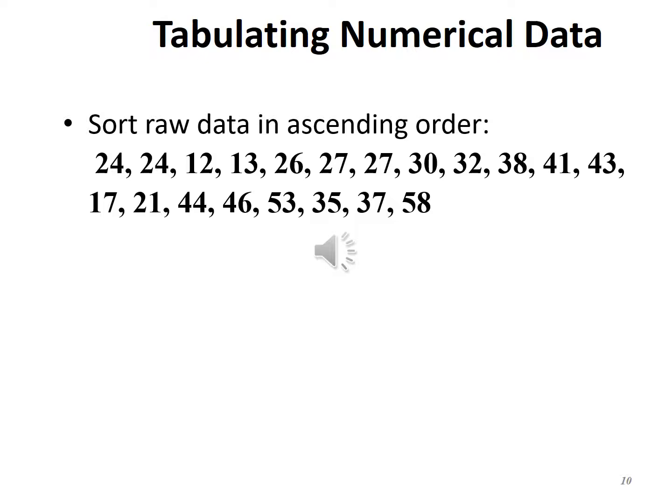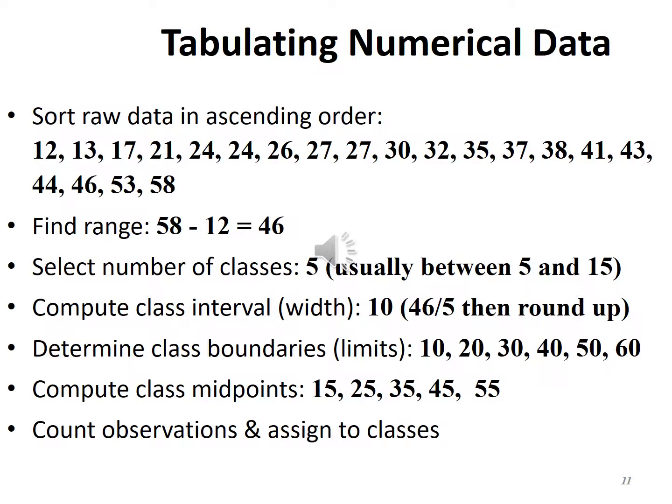Tabulating numerical data. Find range, 58 to 12 equals 46. Select number of classes, 5, usually between 5 and 15. Compute class interval, width 10, 46/5 then round up.